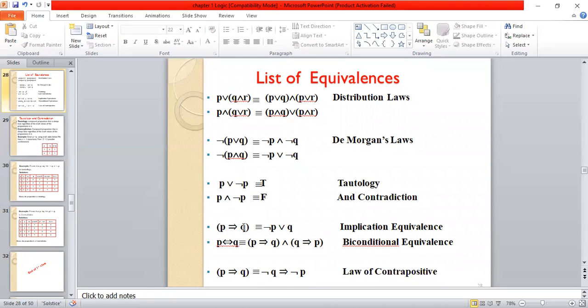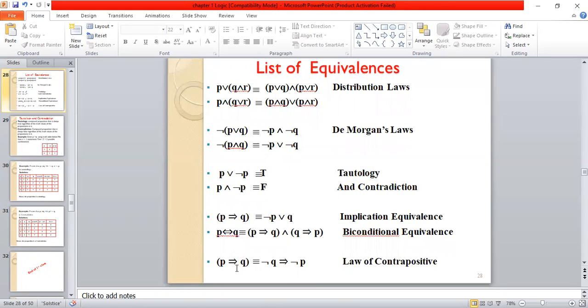The other one, P implies Q, is equivalent to negation of P or Q, which is the implication equivalence. And P bi-implies Q is equivalent to P implies Q and Q implies P, which is called the biconditional equivalence. And the last one is P implies Q is equivalent to negation of Q implies negation of P, which is the law of contrapositive. By the law of contrapositive, I think we have shown this on the upper table, that the two statements were equivalent.